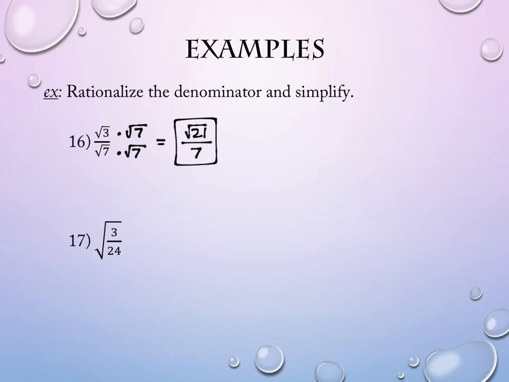Now, on number 17, I could take the square root of 3 and the square root of 24 and separate them out, like the first problem on number 14 or 16 was. I could do that, but it's actually a little bit easier if I try to reduce it first. What do you notice that 3 and 24 can both be reduced by? 3. So the first thing I would suggest is to divide them each by what they can be simplified by. So this would actually end up being the square root of 1 over 8.